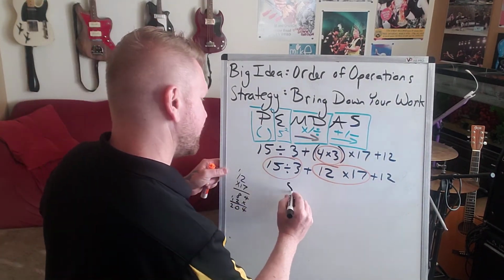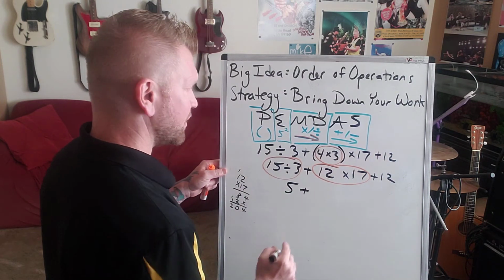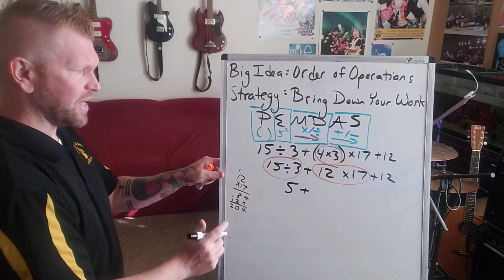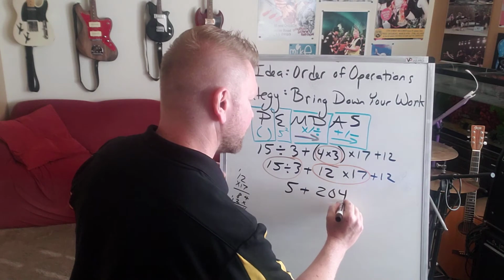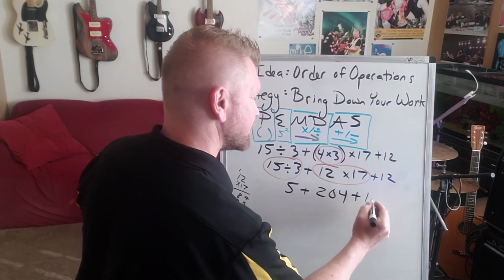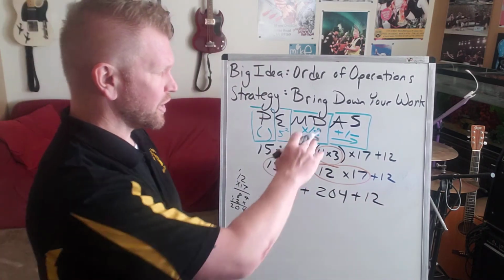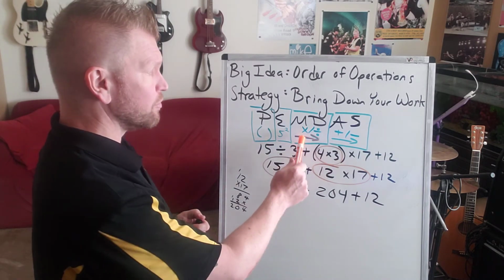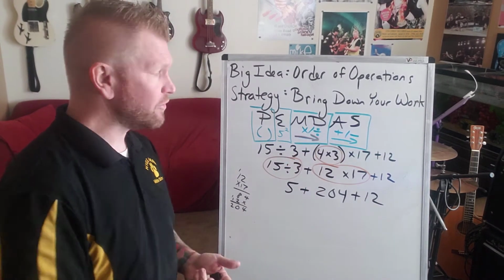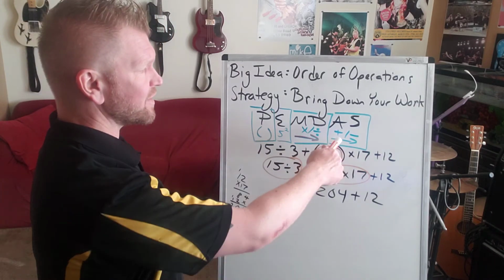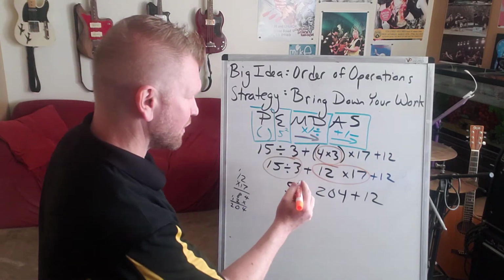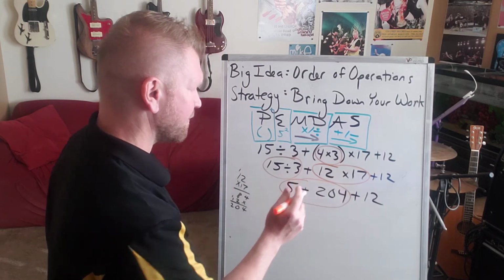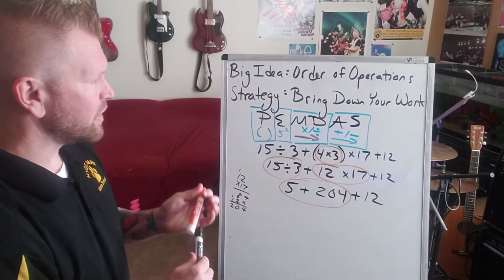So this equals 5 plus, and again, I did my scratch work off to the side. I know that's 204 plus 12. Okay, so bringing everything down. Okay, so now, let's see, is there any more multiplying and dividing to do? No, we've done that all. So now we're finally at adding and subtracting, where we go left to right. So let's add. 5 plus 204 equals 209.